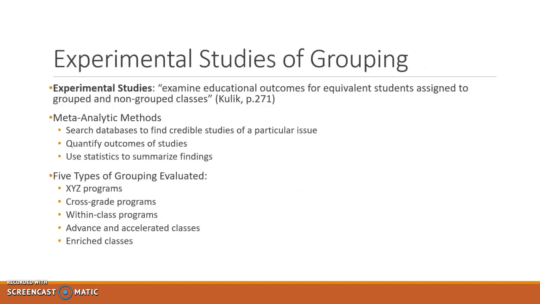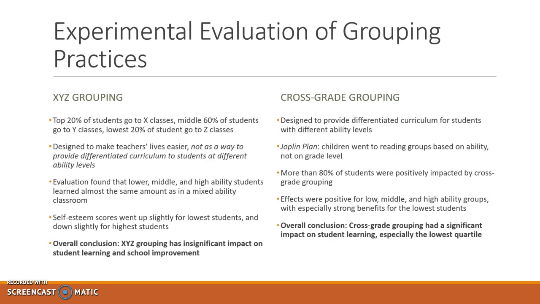All right, so Kulik looks at three different types of studies that evaluate different forms of grouping. The first is experimental studies. So experimental studies are defined as examining educational outcomes for equivalent students assigned to grouped and non-grouped classes. He looked at meta-analytic methods to evaluate these different types of groupings. This means that he was searching databases to find credible studies of a particular issue and then quantifying those outcomes and summarizing findings. He looked at 5 different types of groupings: XYZ programs, cross-grade programs, within-class programs, advanced and accelerated classes, and enriched classes. So let's look at the XYZ grouping first.